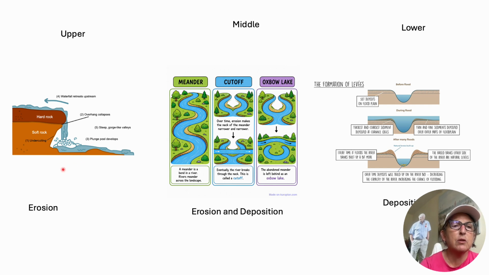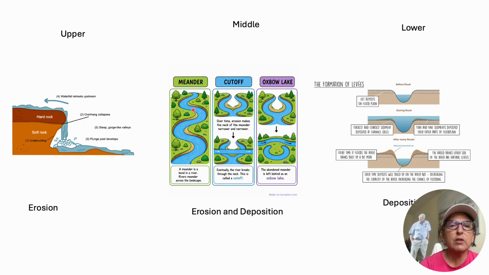So it erodes a plunge pool. This is a landform of erosion, and the waterfall retreats. It goes backwards as this happens over and over again. You will also see a V-shaped valley and interlocking spurs, but the main one will be a waterfall.